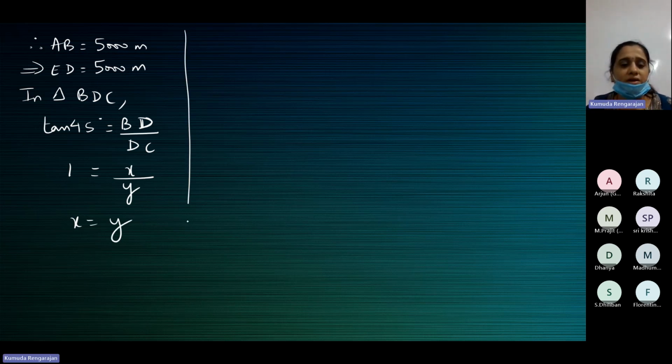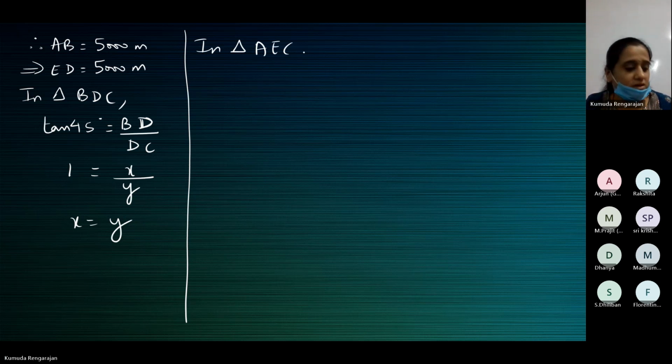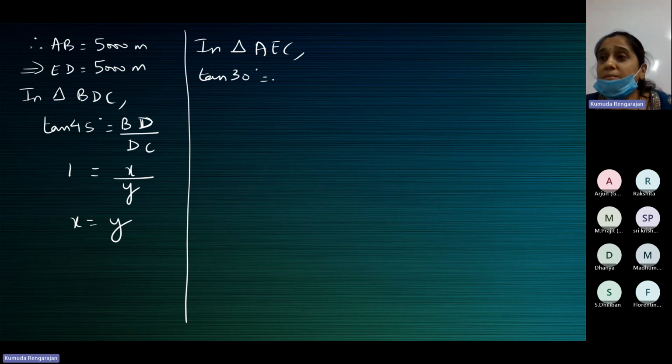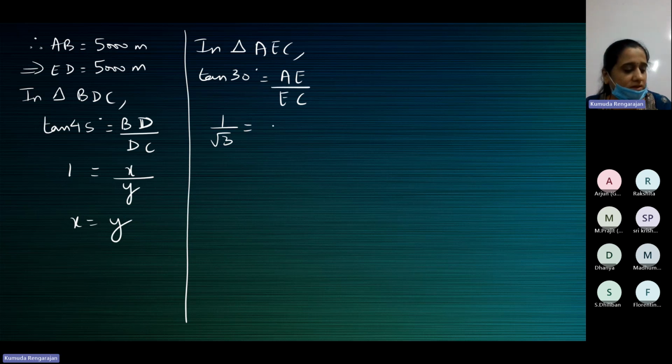Next, in the other triangle, in triangle AEC. In this triangle, we have 30 degrees. Tan 30 degrees is equal to opposite. Which is the opposite side for 30 degrees? AE. AE by adjacent? EC or CE? Very good. Tan 30 is 1 by root 3 is equal to AE, X, by EC.